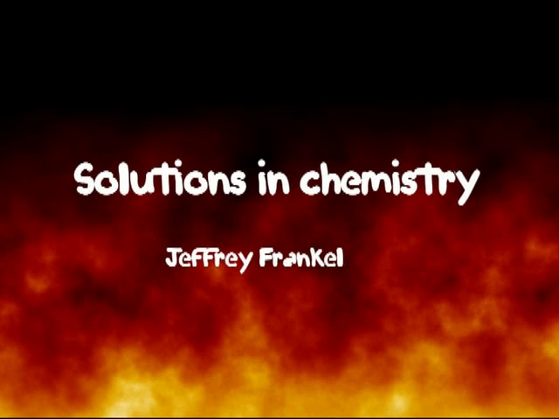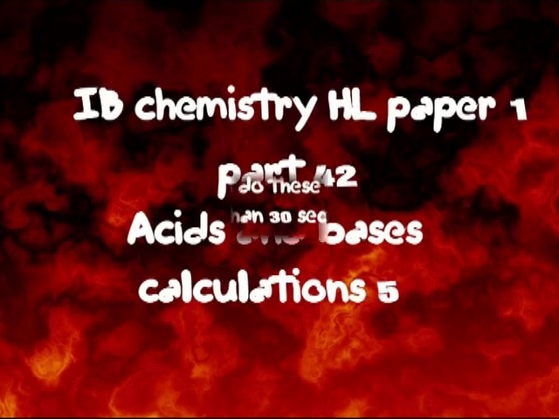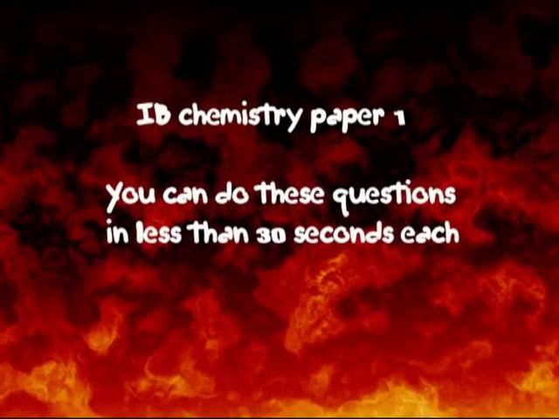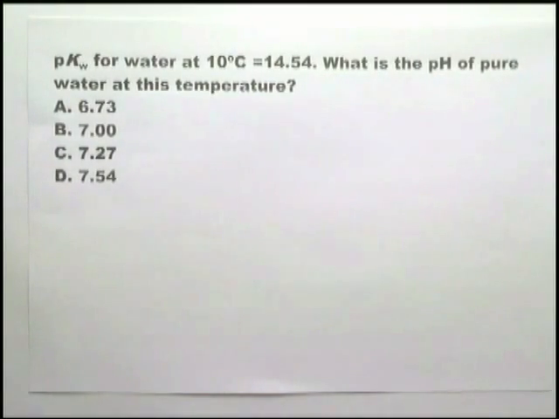Today I'm going to talk on the topic of acids and bases in IB Chemistry HL Paper 1. This is Calculations 5, and you can do these questions in less than 30 seconds. There are different ways of answering this question.